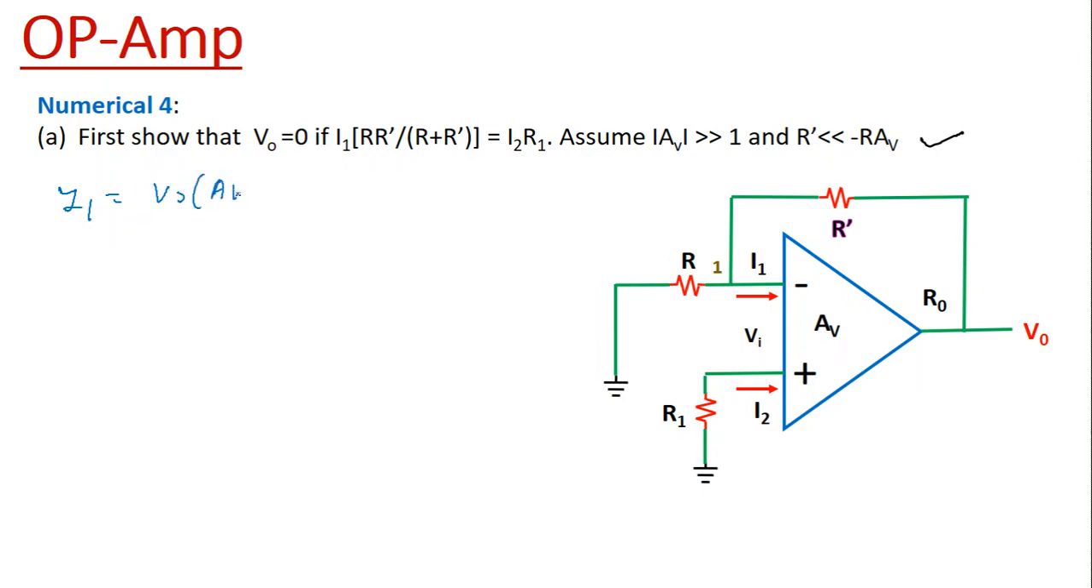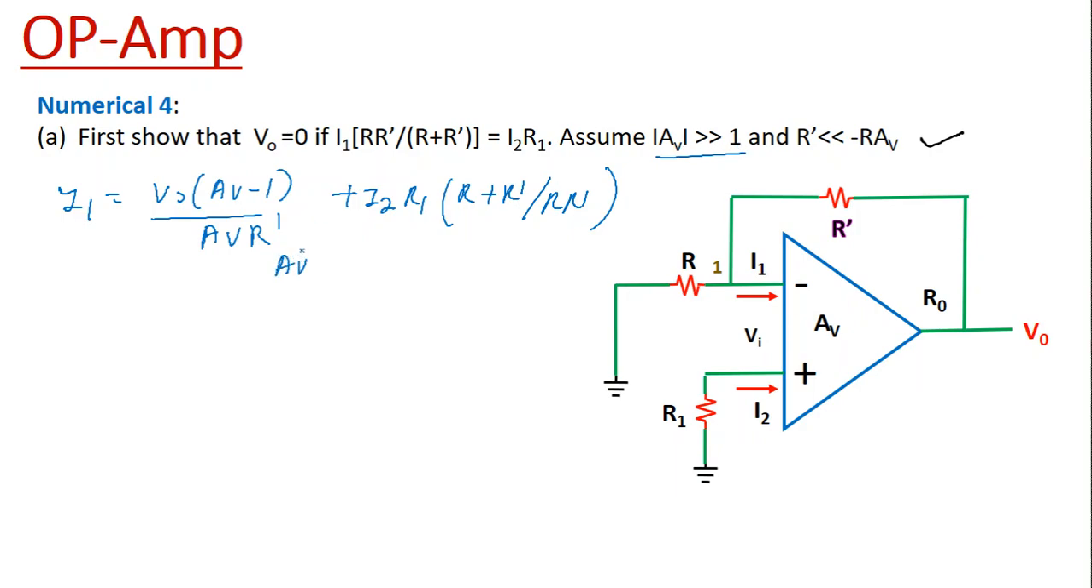So I1 will be equal to VO into AV minus 1 divided by AV into R dash plus I2 R1 into R plus R dash divided by R dash. This we are getting. Now in the question again it is given mod of AV is very much greater than 1. AV is very much greater than 1. So we neglect 1 here. Neglect 1 in the equation.